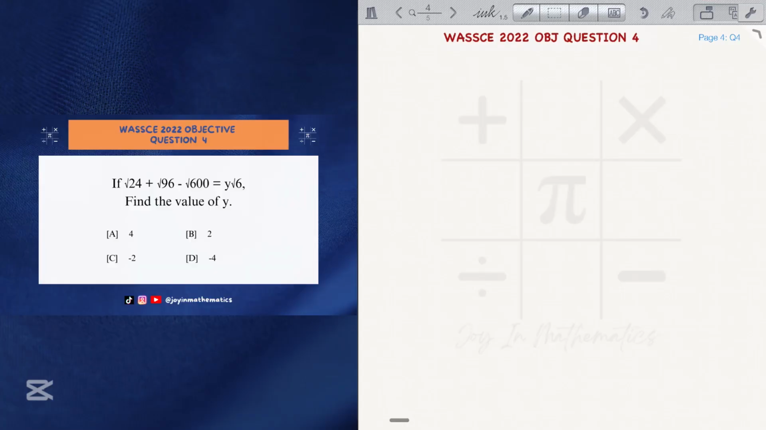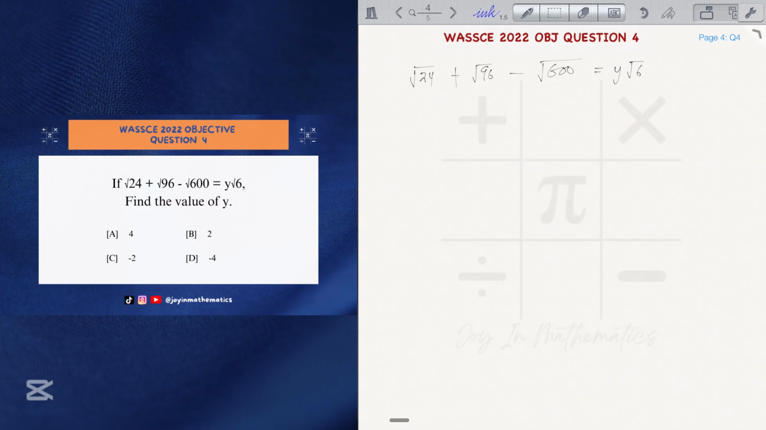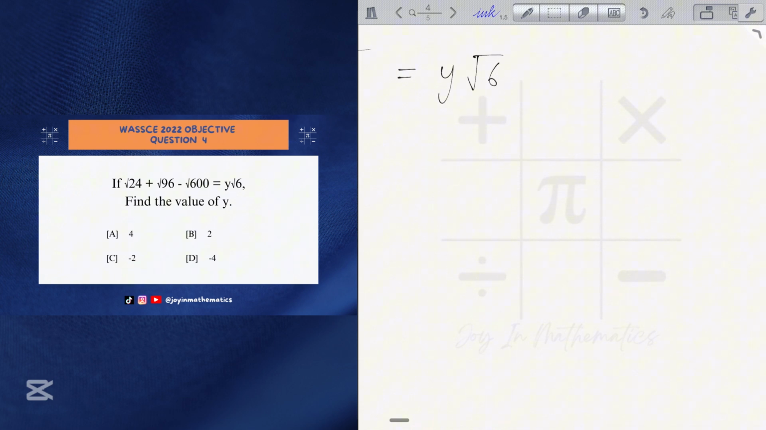Now moving on, let's proceed to WASSCE 2023 objective question 4. It is a question on surds, and it says that if root 24 plus root 96 minus root 600 is equal to y root 6, what is the value of y? If this is a question on surds, I will admonish you to pause the video right now and go and watch our lesson playlist on surds, where we applied a lot of principles from addition, subtraction, down to rationalization and solving surd expressions.